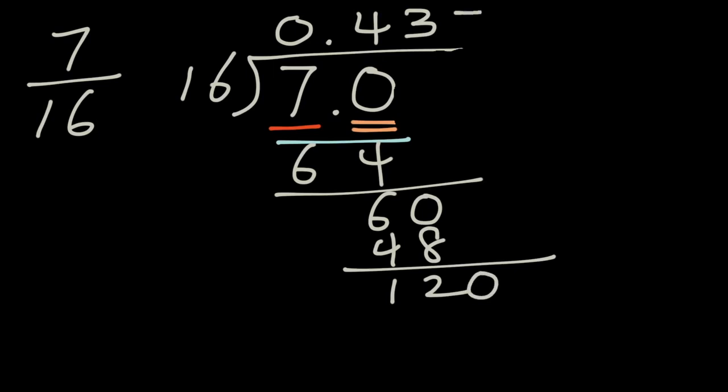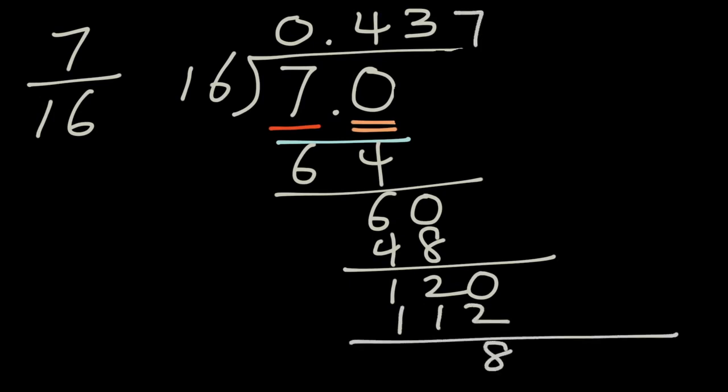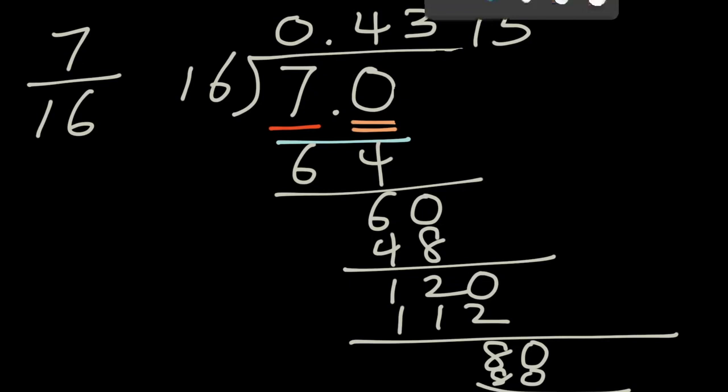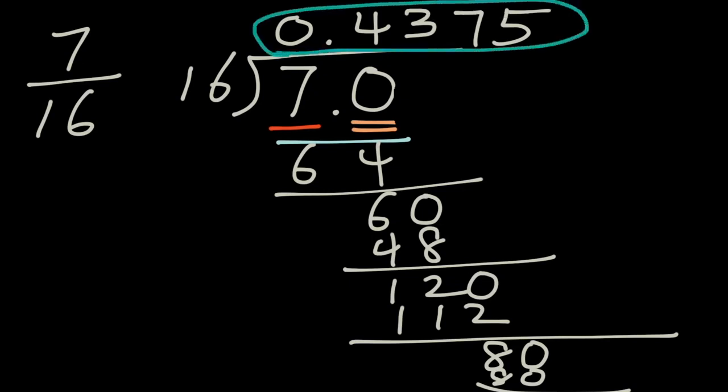Then the next number is 7. Then we get 112. Then we get 8, and we bring the 0 down. And the last one is 5, and we get 80. And that's the final answer.